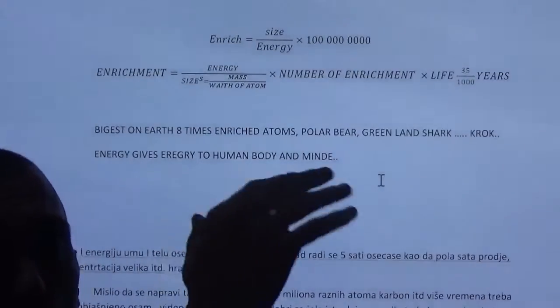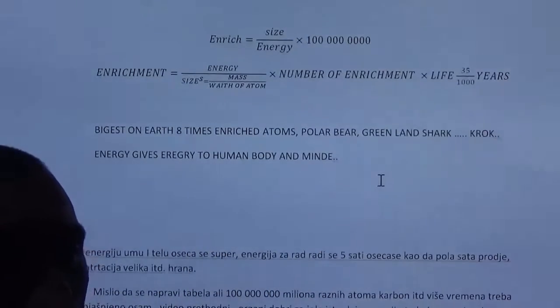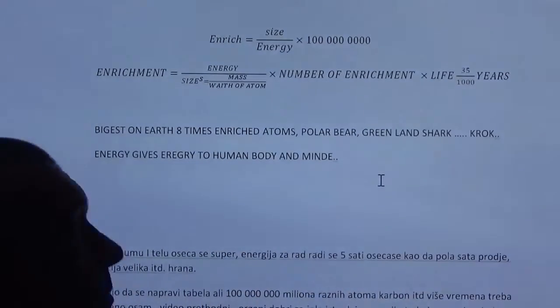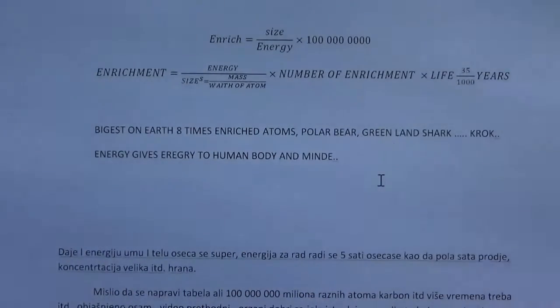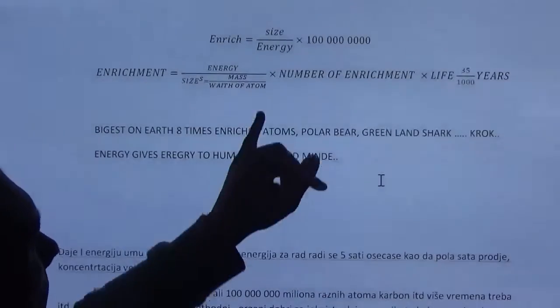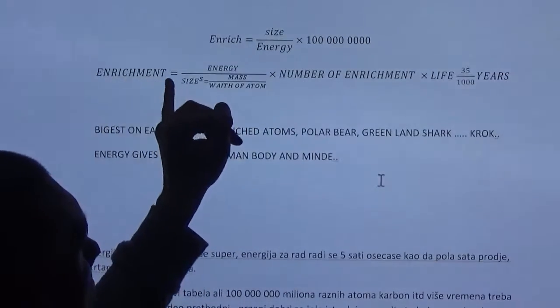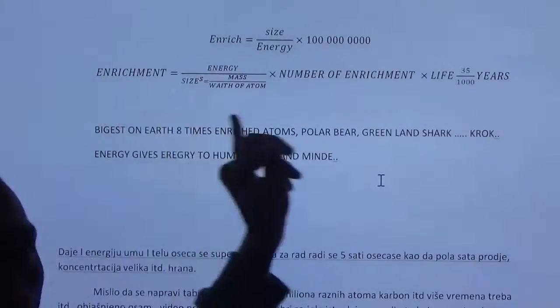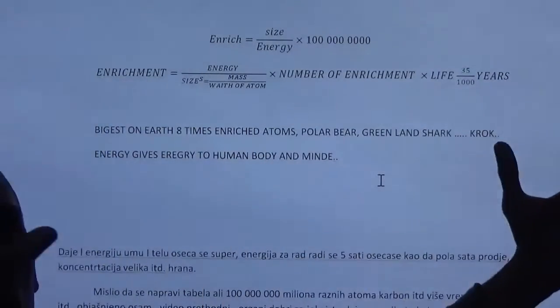Also, there is more and more people on planet Earth, and more food is needed anyways to sustain the bigger and bigger population on planet Earth. So, through that, enrichment equals energy and the size of the atom. So the more an atom is enriched, the bigger and bigger it gets.